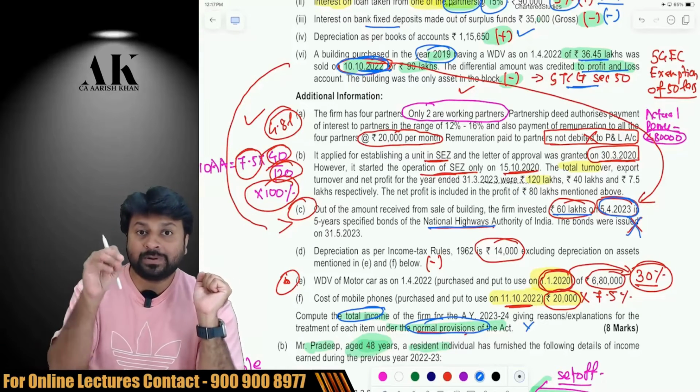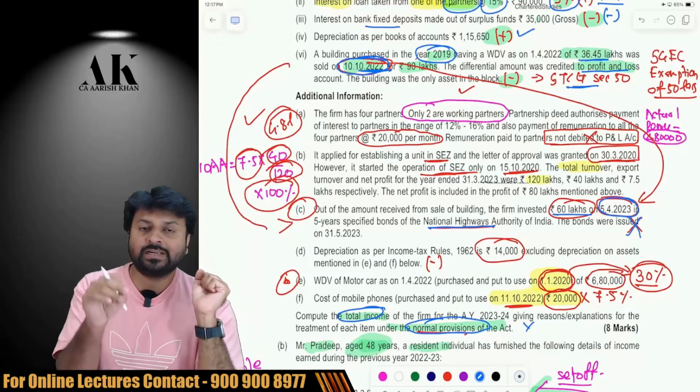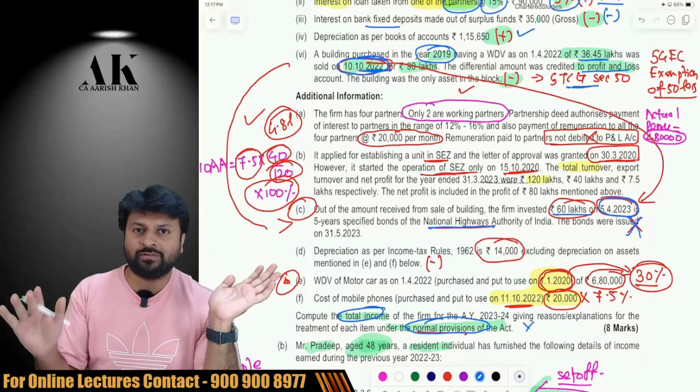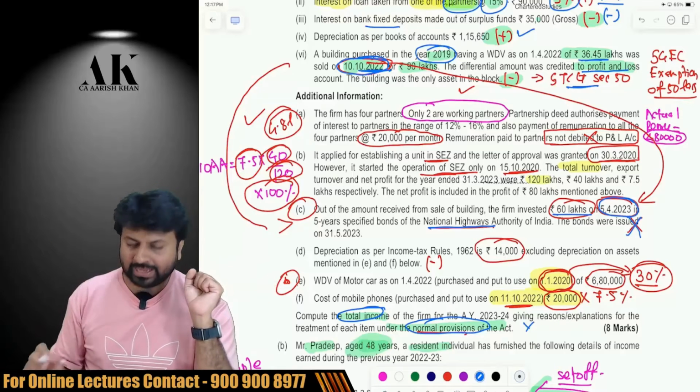When the bonds are purchased, that is relevant. When you have invested, that is relevant. You should invest within 6 months. The bonds can be issued beyond 6 months also. That is not relevant. Okay. And therefore, here you will get 50 lakh exemption over here.